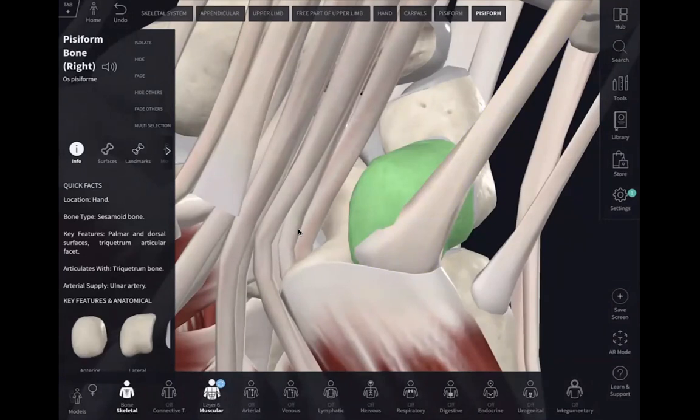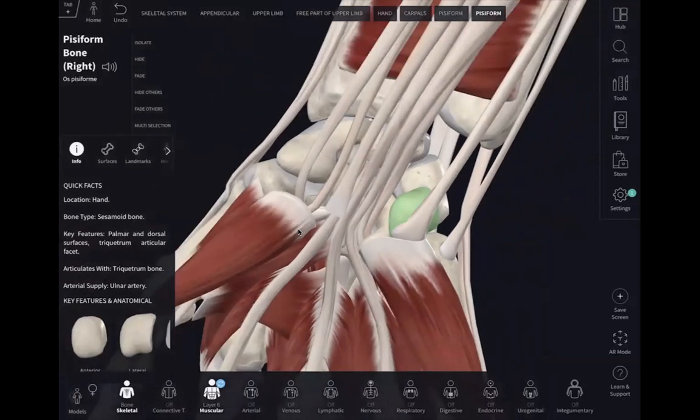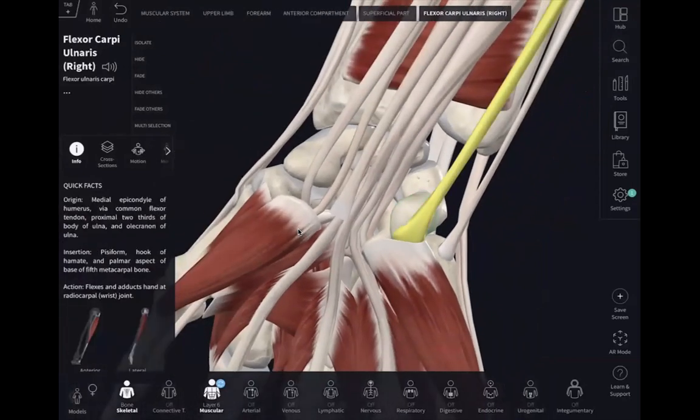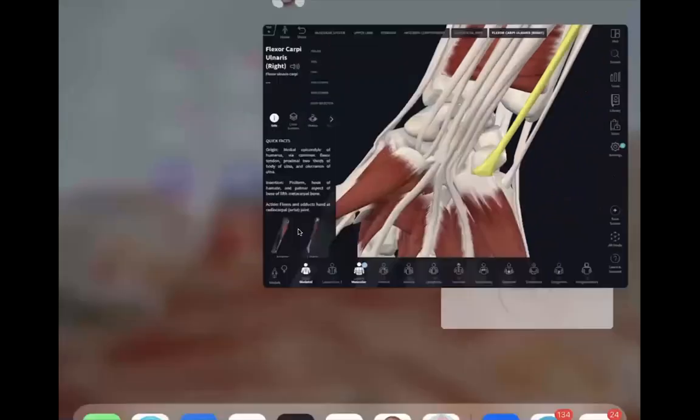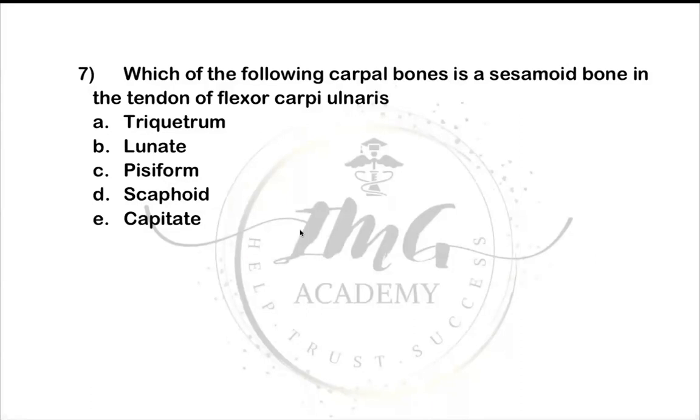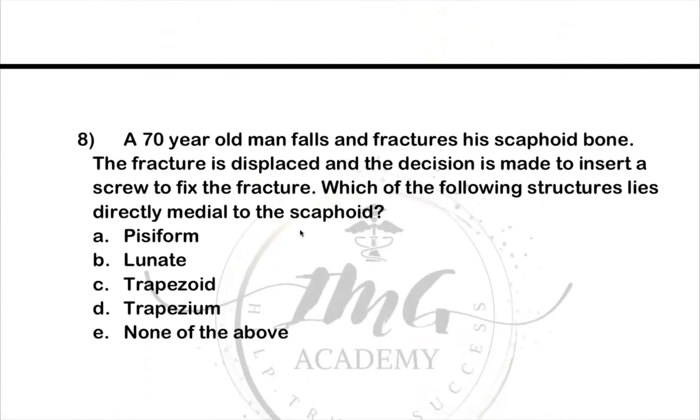Is it clear? Yes. You can see clearly this is our flexor carpi ulnaris, and because of the long-term friction, this tendinous part will become bone. That's why it's known as the sesamoid, right? So now, give me the answer, Dr. Mitunjay. It will be C, pisiform bone. Correct. Very easy.